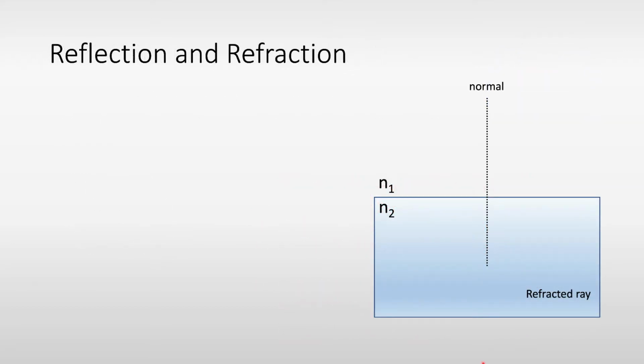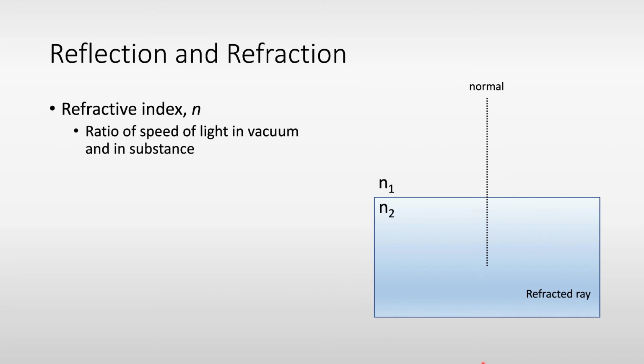So reflection and refraction rely on a property of materials known as its refractive index. This refractive index is the ratio of the speed of light in the vacuum and in the substance. So we can find the refractive index of any material by dividing the speed of light by the speed in that material. This means that a refractive index will be 1 or greater.